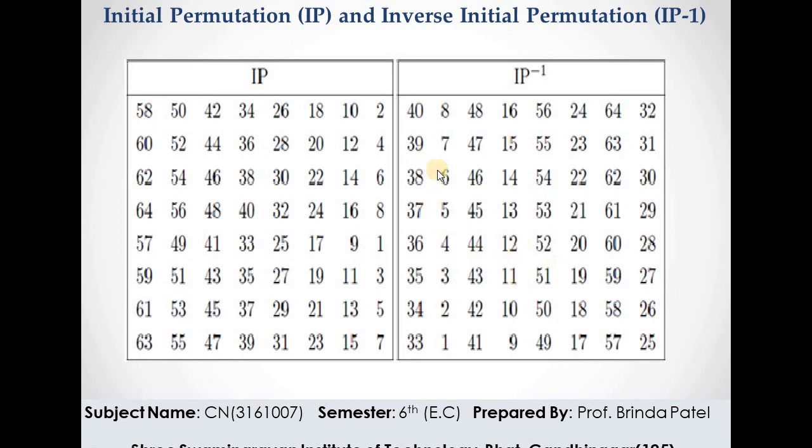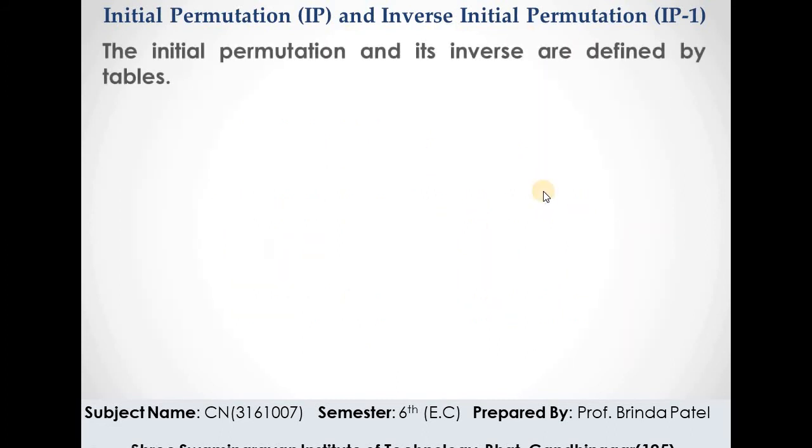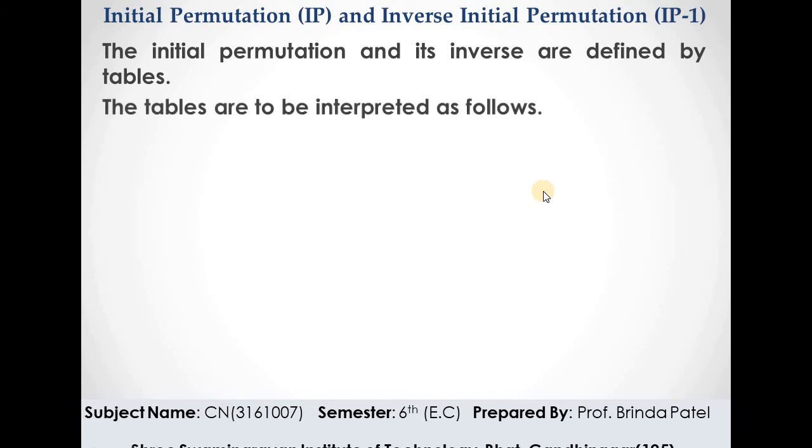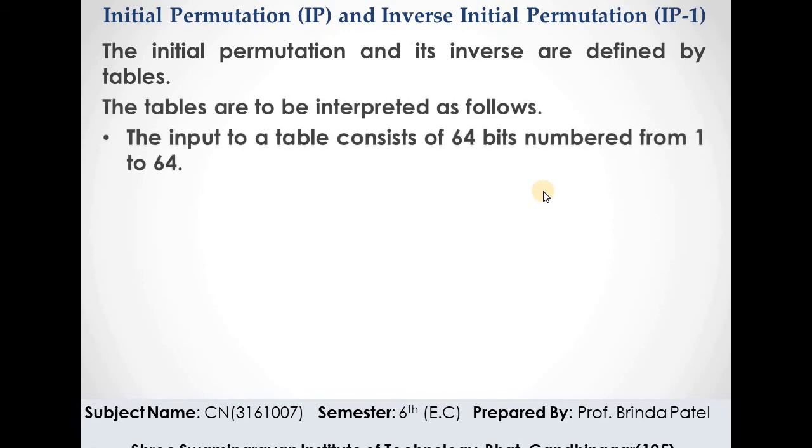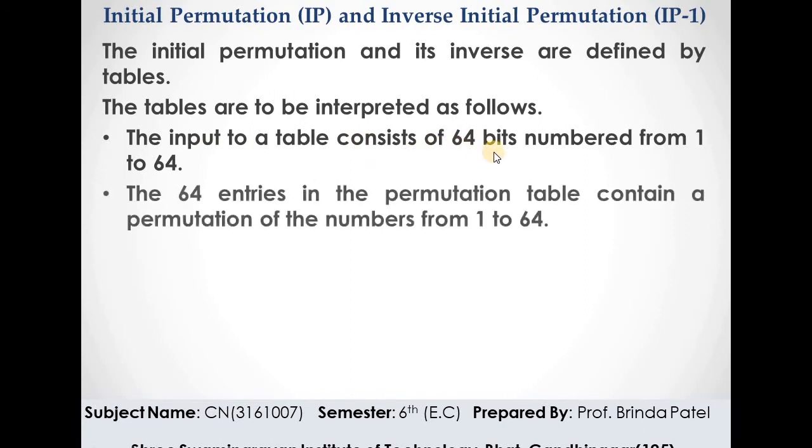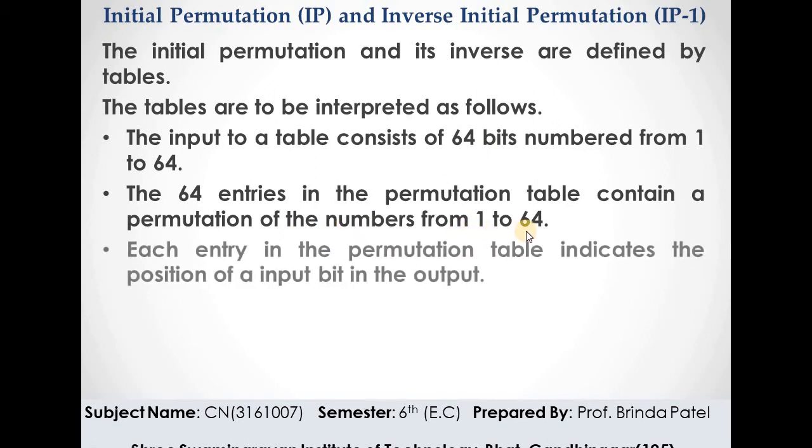So inverse permutation table nullifies the effect of the initial permutation. ये इसका inverse है. तो जैसे मैंने बताया, it consists of 64 bits, contains a permutation of numbers from 1 to 64, and each entry in the permutation table gives the position of an input bit in the output.